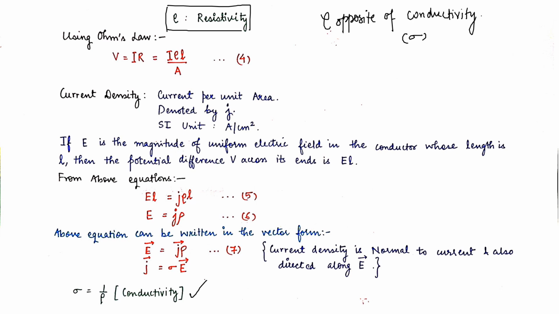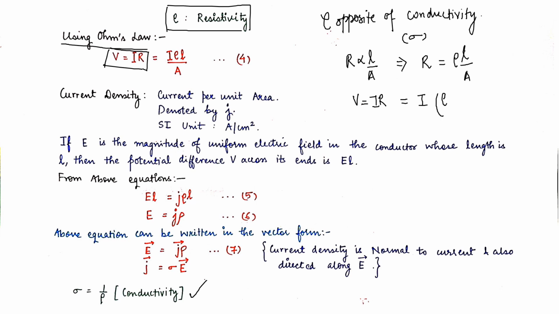So, see, using Ohm's law, that is V equals IR, we have got the value of R. What is R? R is proportional to length upon area. Removing the sign of proportionality, R equals rho L upon A. Okay. From Ohm's law, we have V equals IR, current into resistance. Now we will substitute the value of R, that is rho L upon A. So the voltage will be given as I rho L upon A.